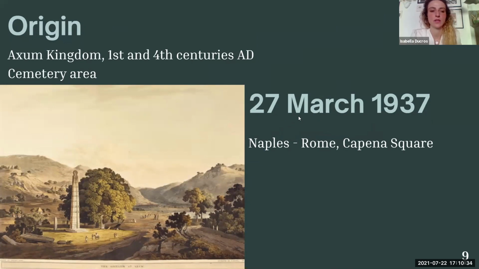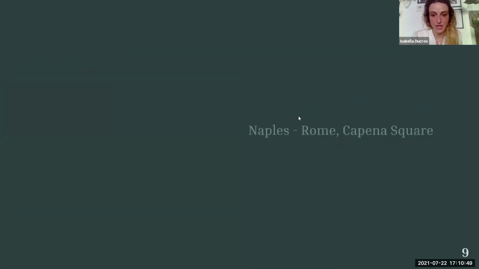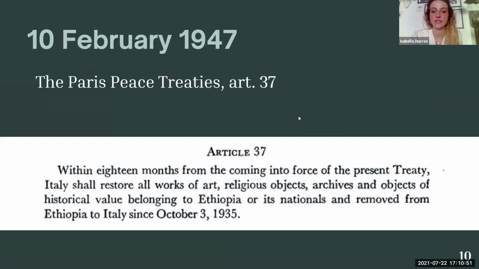on the 27th March 1937. It was then erected in Rome in Piazza Capena and served as a pivot for the intersection of the axis of Via dei Trionfi with that of the Circo Massimo. Italy recognized Ethiopia's independence and sovereignty on the 10th February 1947.